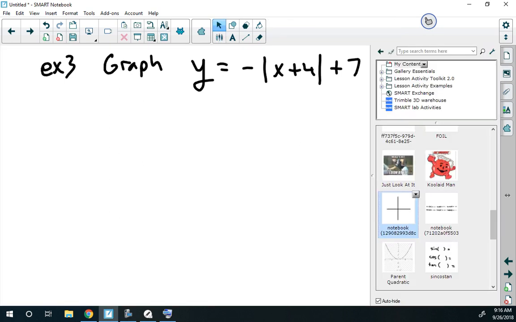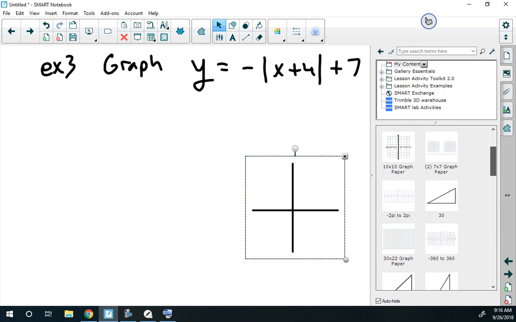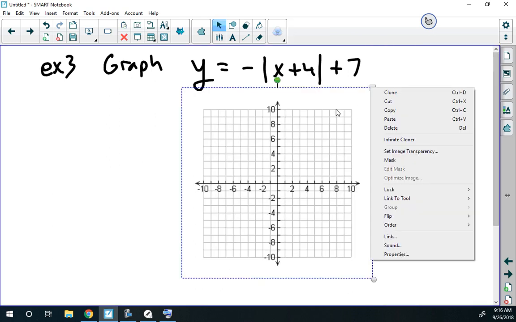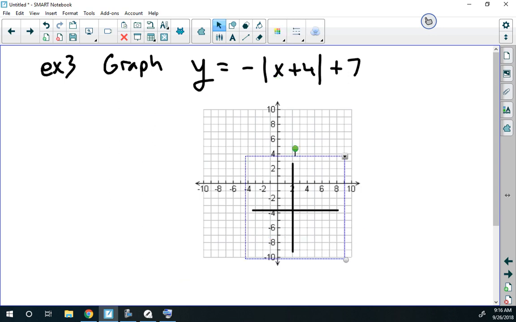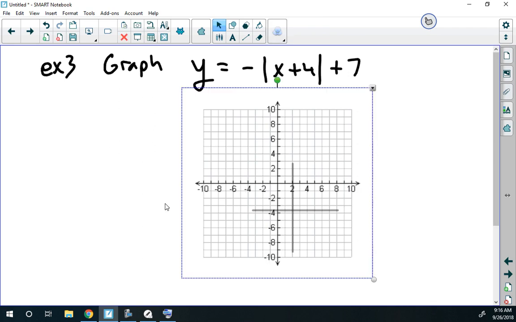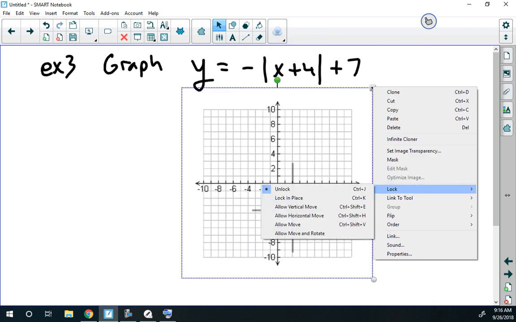I'm going to need my crosshairs. Going to need my graph paper. I'll send this to the back. Order, send to back. And I want to make my crosshairs maybe translucent a little bit. There we go. I'll lock this in place.